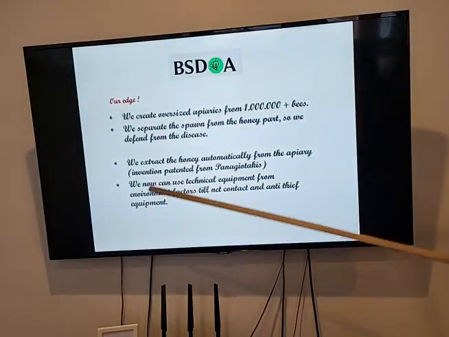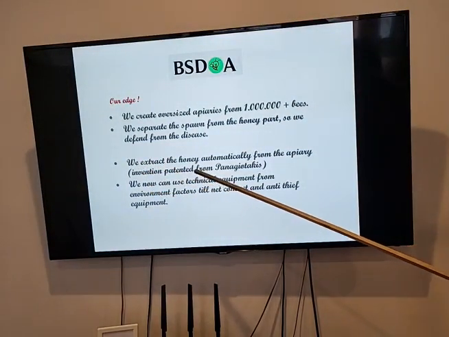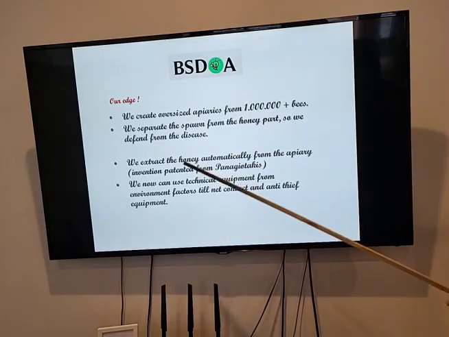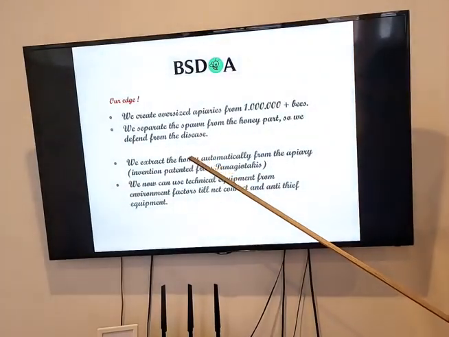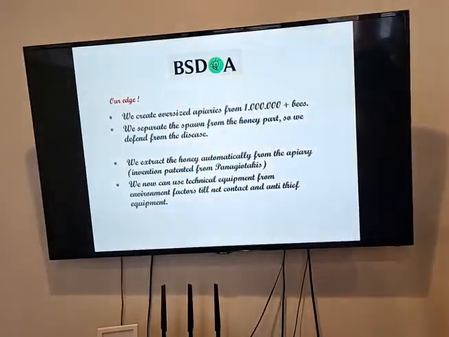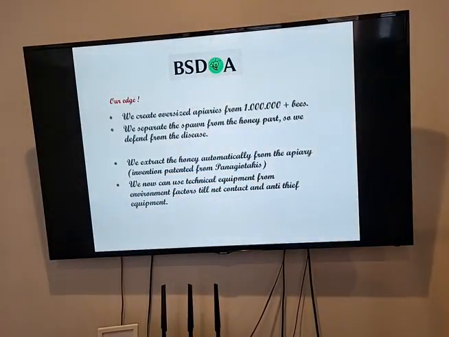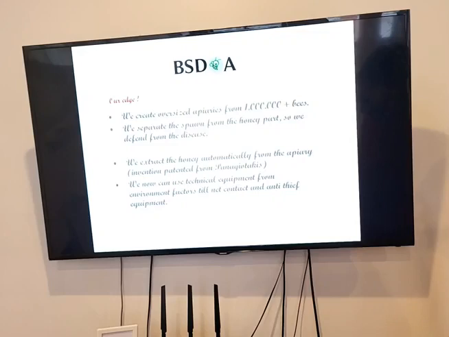So what's the third one? The third one, we extract the honey automatically from the apiary, invasion pattern from Panagiotakis. I have extracted the honey automatically. I think I'm the first in the world that did that. But looks like the second one is the Australian guy, the Anderson's brother and son. Congratulations to them, they became pretty rich.